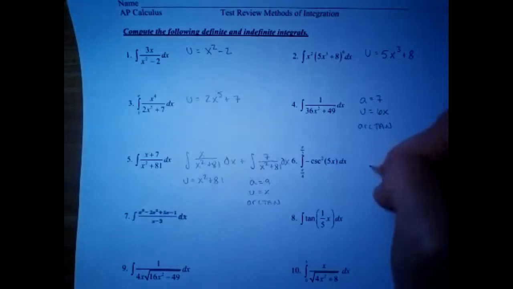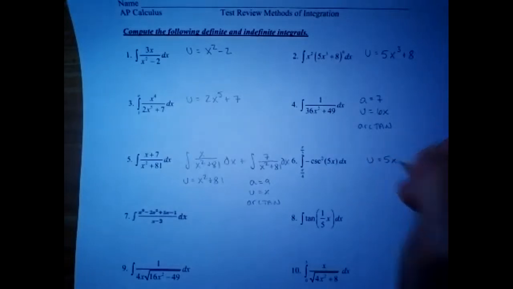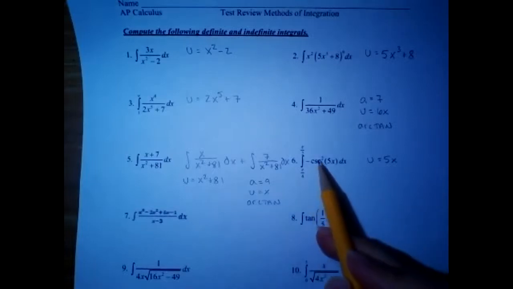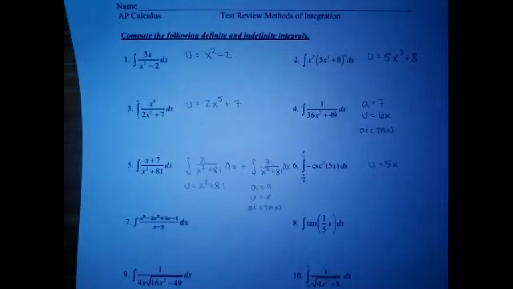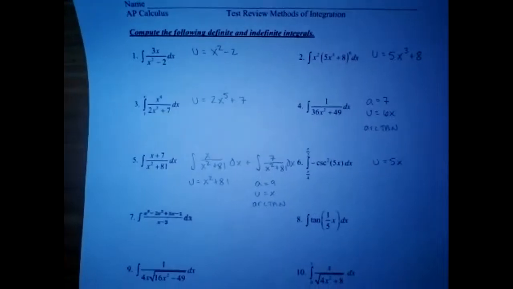All right, for number 6, you're going to let u equal the inside part. It's going to be a regular u substitution. You would have to think of a function that has negative cosecant squared as its derivative. Let me grab my flashcards because we haven't gone over that one. I'm going to need my flashcards. I hope you have made flashcards at this point.